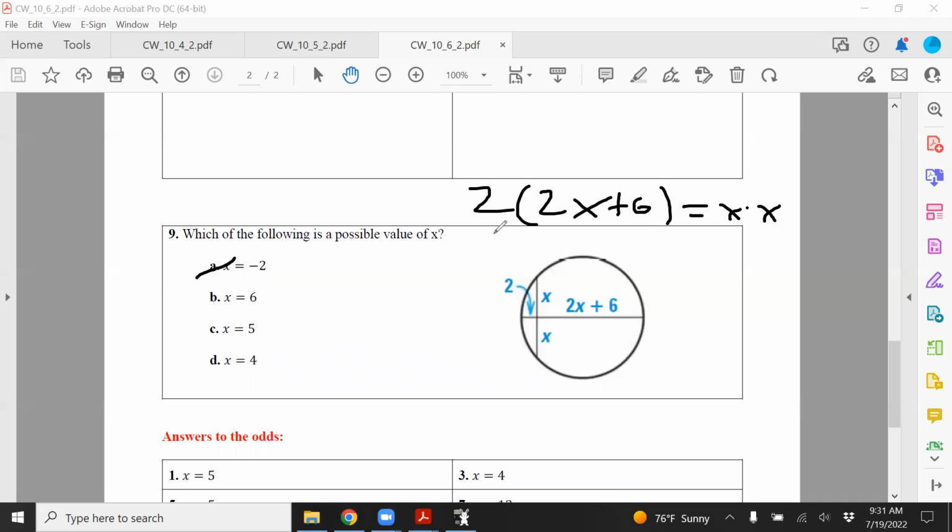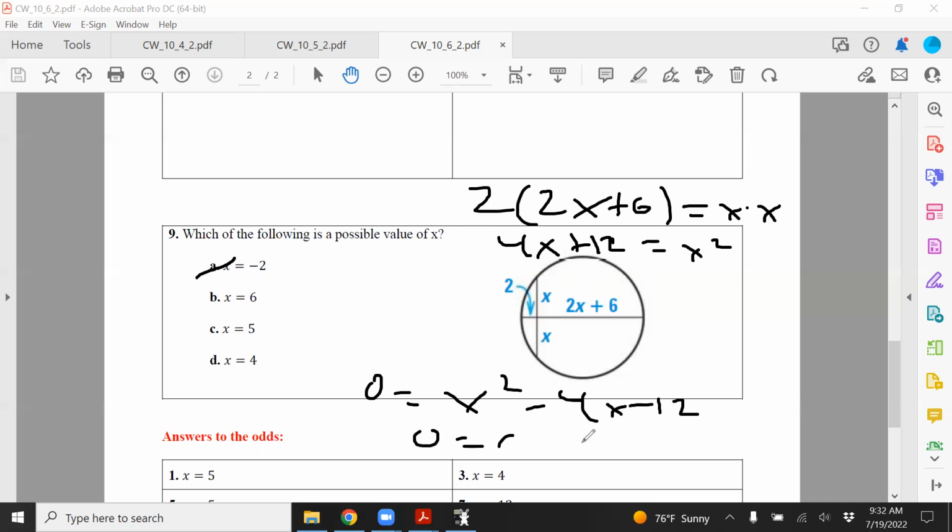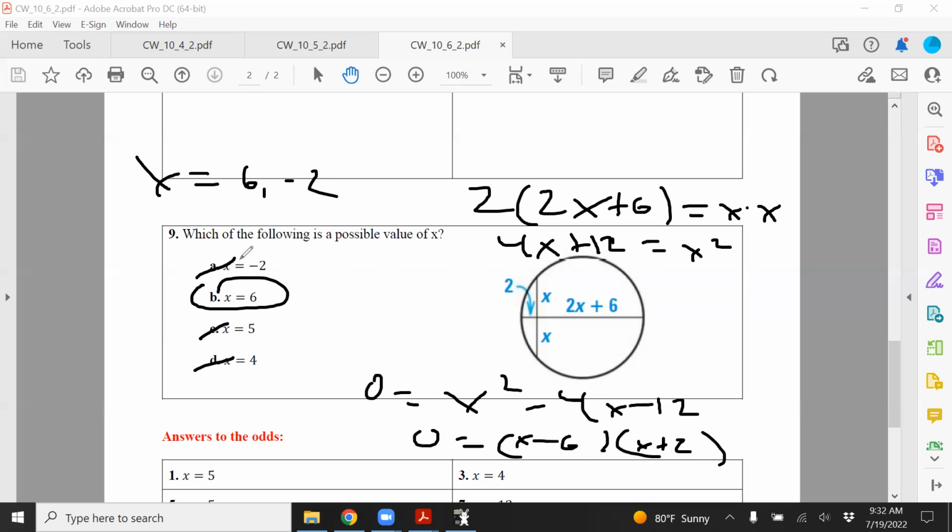You have 2 chords. So the way the chords are broken up, the product of those numbers has to equal the other product. So 4x plus 12 has to equal x squared. 0 equals x squared minus 4x minus 12. 0 equals x minus 6, x plus 2. So x is definitely 6. You do get -2 as an answer, but remember, your side length can't be negative. That's why we get rid of it.